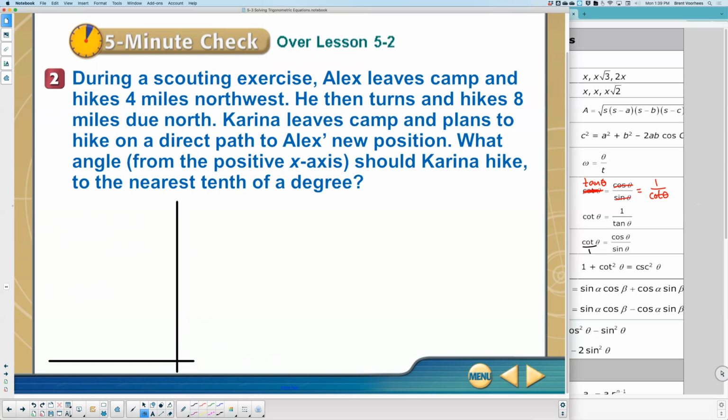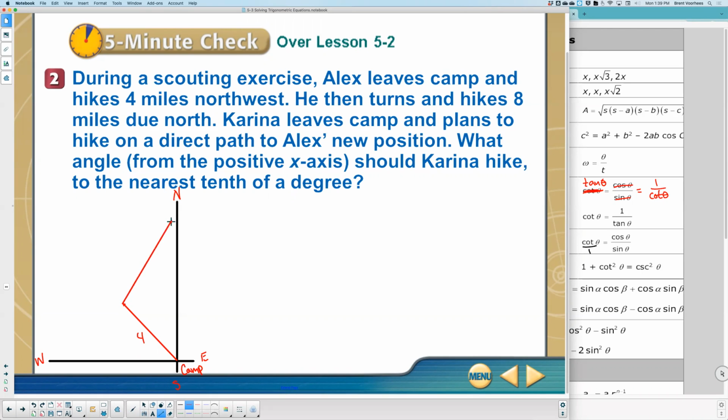It says here, Alex leaves camp. So I'll put camp at the origin and walks 4 miles northwest. So I'm going to do something like this. He then turns and hikes 8 miles due north. So I didn't write these on there. Let me add this: north, east, south, and west. So 4 miles northwest. Then he turns and hikes 8 miles due north.